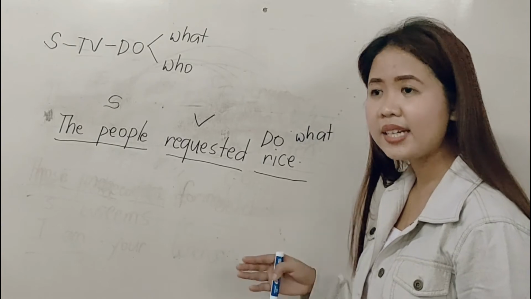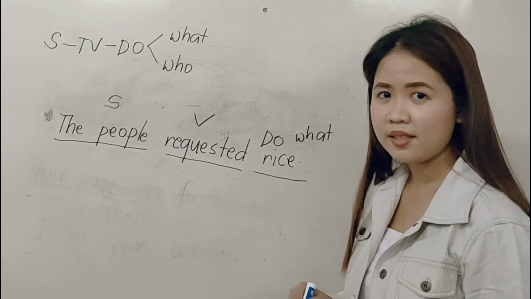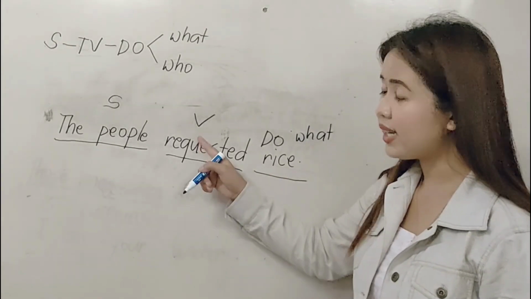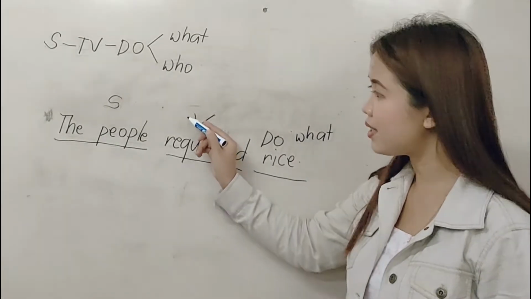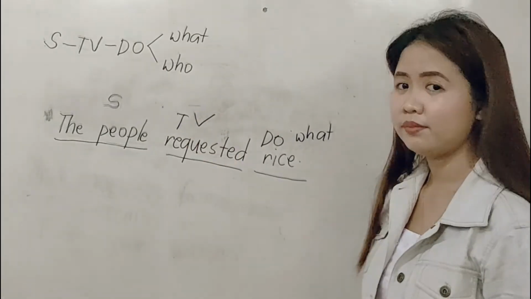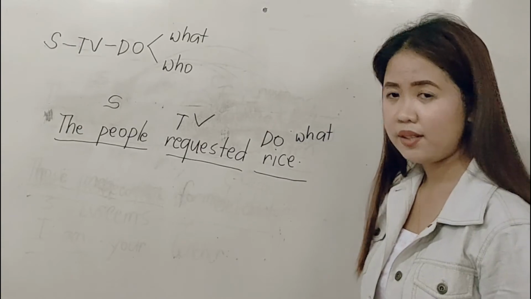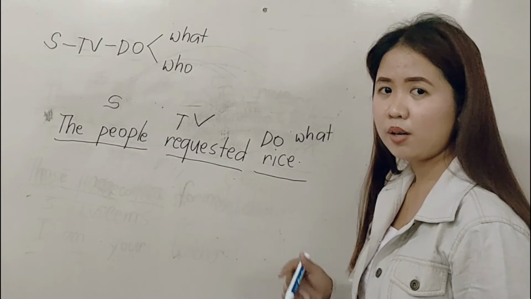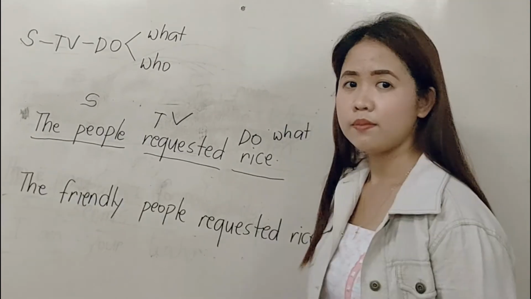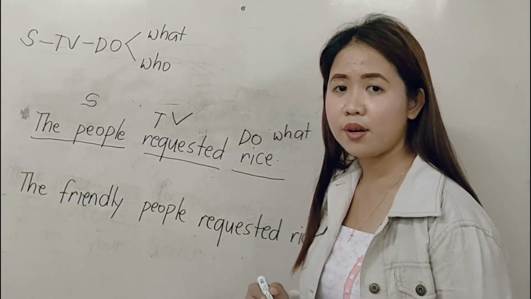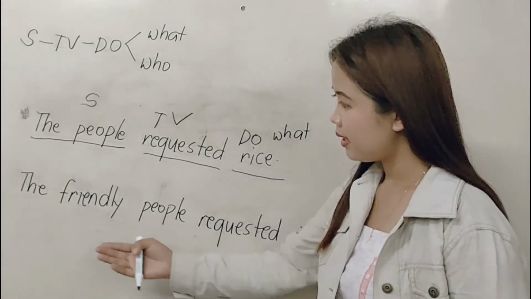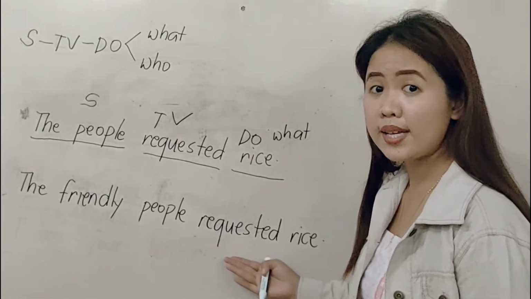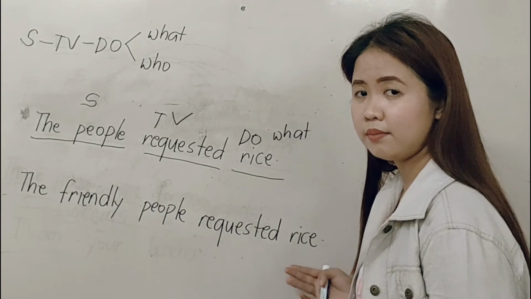Now, if we have a direct object in the sentence, we can name this as a transitive verb. Our pattern is subject, transitive verb, direct object. What if the sentence goes like this? The friendly people requested rice.